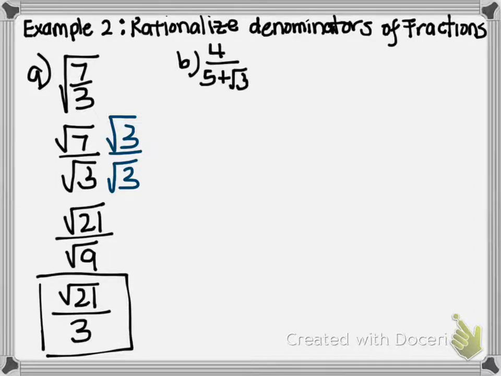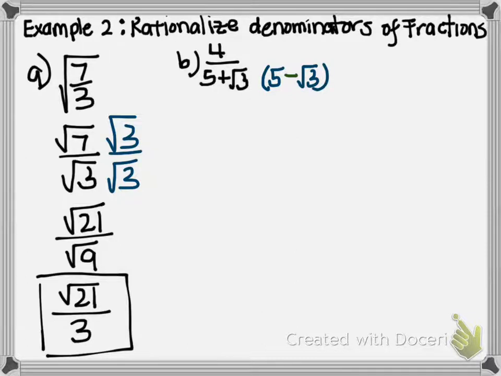Now for example B, what you have to be recognizing here is the denominator. It happens to be a binomial, and it actually has a root. So it's an indication that one of the techniques you can use here is to multiply by the conjugate. And remember, a conjugate is where you have the binomial where the sign in between the two terms is the opposite. So in this case, I'm going to go ahead and multiply it by 5 minus the square root of 3. Now again, the same rule applies.